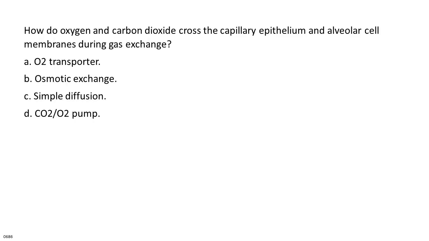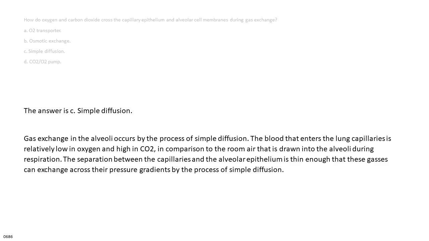How do oxygen and carbon dioxide cross the capillary epithelium and alveolar cell membranes during gas exchange? A. O2 transporter. B. Osmotic exchange. C. Simple diffusion. D. CO2/O2 pump. The answer is C. Simple diffusion.